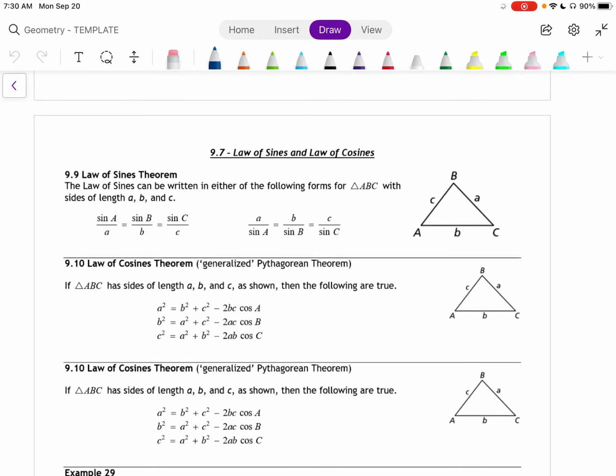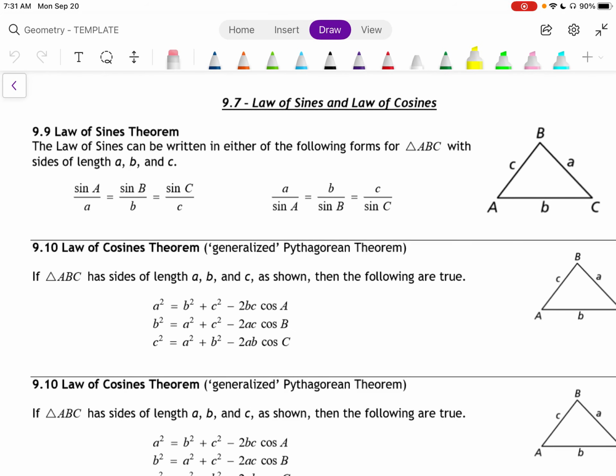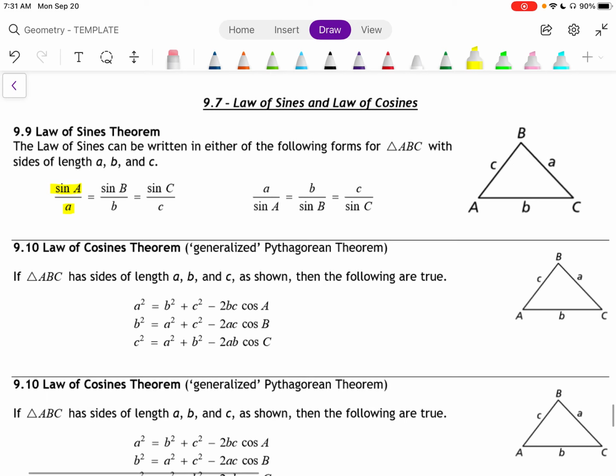All right, 9.7, law of sines and law of cosines. Starting off with 9.9, the law of sines. We can write it two different ways. The first way, we say sine of the angle A over the side length A, sine of B over the side length B, sine of C over the side length C. And the second way is just the reciprocal of that.